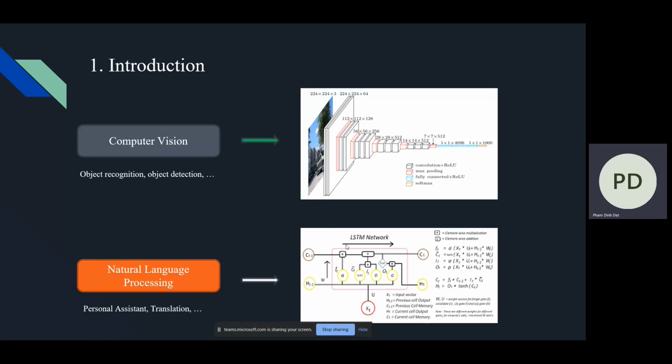As you learn in the AI and computer vision domains, there are many tasks like object detection and object recognition using CNN models, here VGG16. In the natural language processing domain, there are various applications like personal assistants and translation, using recurrent neural networks like LSTM, attention, and recently the transformer, which is also being explored in vision.